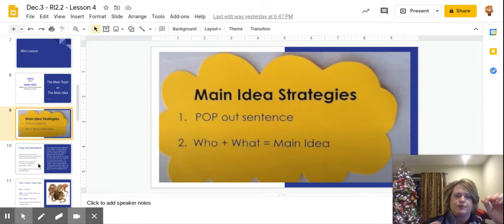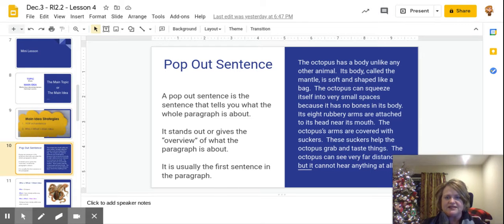Let me show you an example. So here's a pop-out sentence. It says a pop-out sentence is a sentence that tells you what the whole paragraph is about.